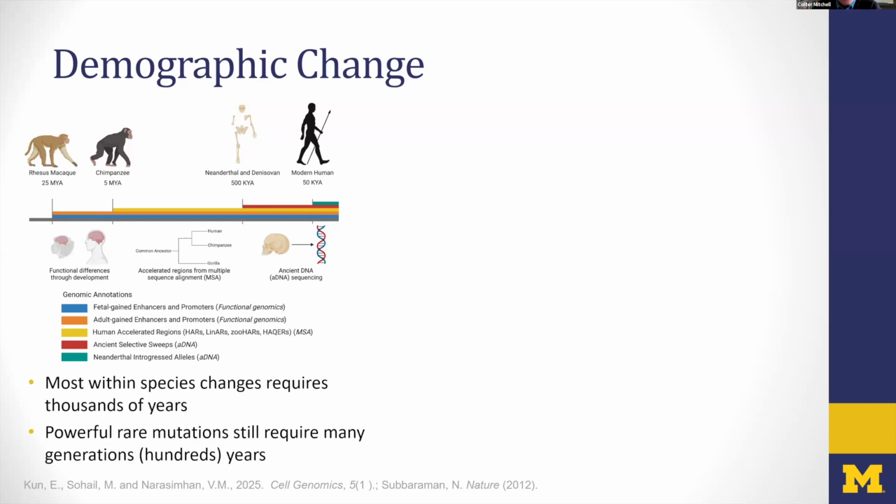So whenever we think about this, even within most species, the most within-species changes require thousands of years, or at least, we'll say 1,000 years before you start to see major differences. We talk about things not in terms of years, but often in terms of generations. So how many hundreds of generations? And for a generation, you're looking at 25 to 30 years. So keep that in mind. Genetics don't change that rapidly. The one exception, that you see a little bit faster, are very powerful rare mutations.